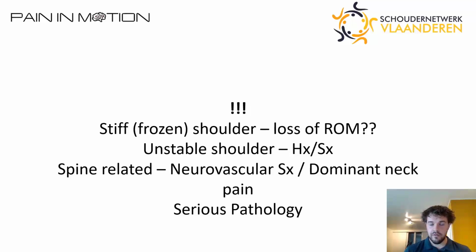We should be aware of possible serious pathology when a patient comes in with severe shoulder pain. We should also be aware of a possible spine-related shoulder pain, and more regionally we should think and we should differentiate these types of shoulder pain from the stiff shoulder, the frozen shoulder, that typically shows a loss of range of motion, especially in the external rotation direction. And we should also differ these types of shoulder pain from the unstable shoulders.